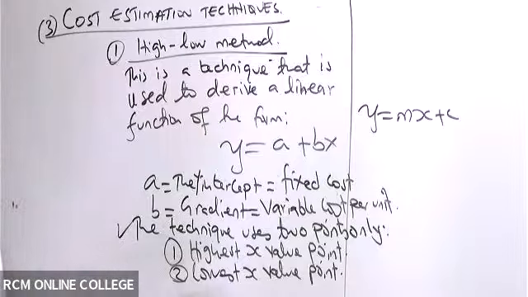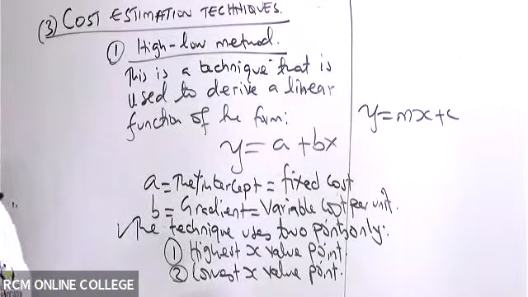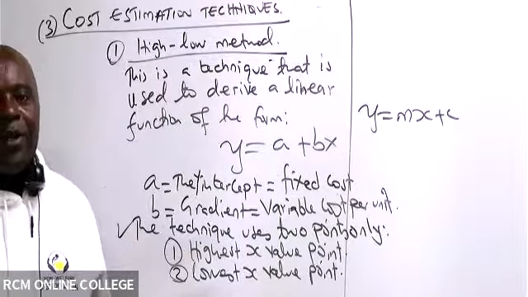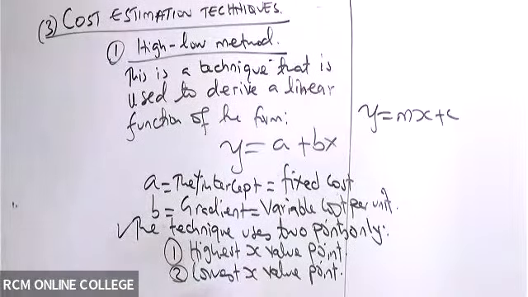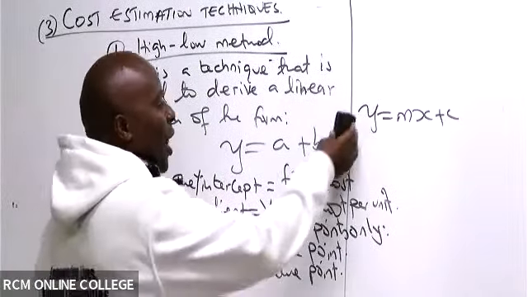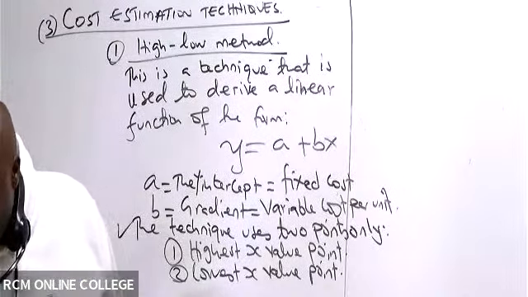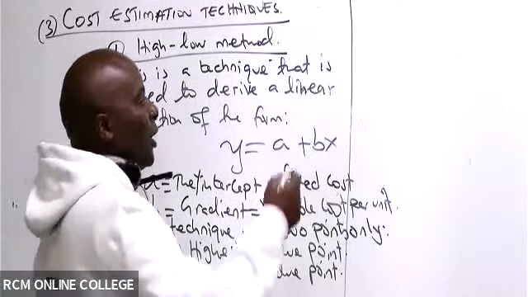I've known that this method is basically used to develop a straight line. It uses how many points? 2 points: the highest x value point and the lowest x value point. And for us to know exactly what you're doing, we must look at an illustration before we look at our past paper questions. So, illustration.